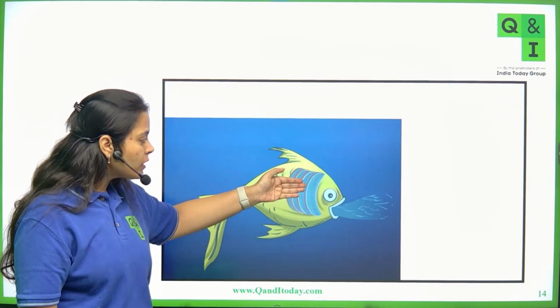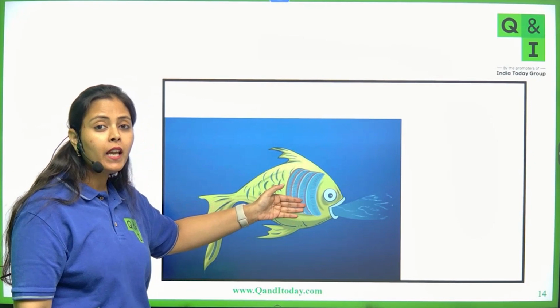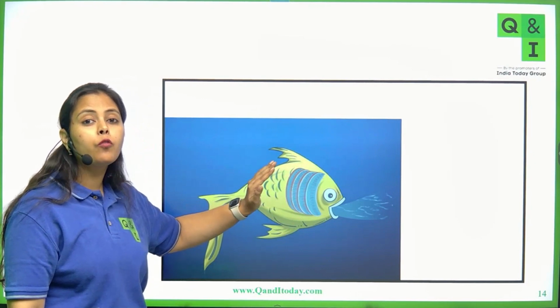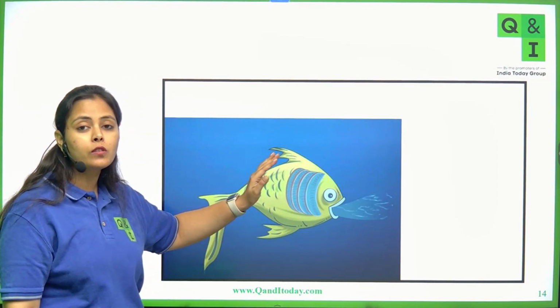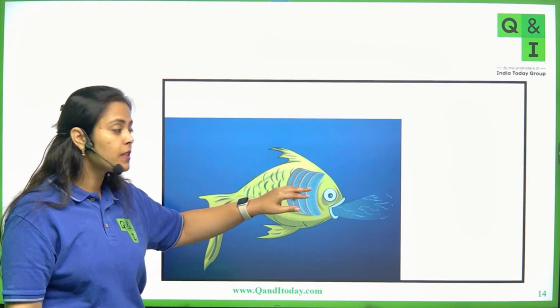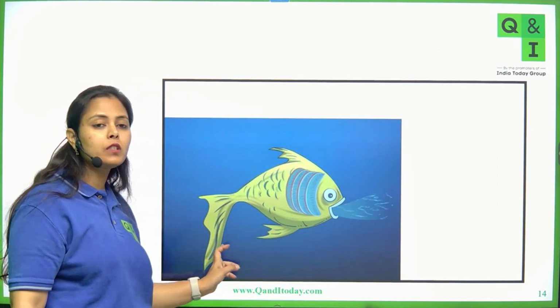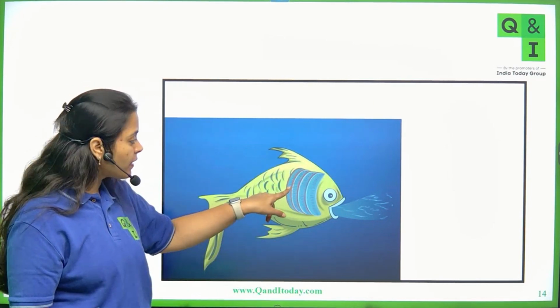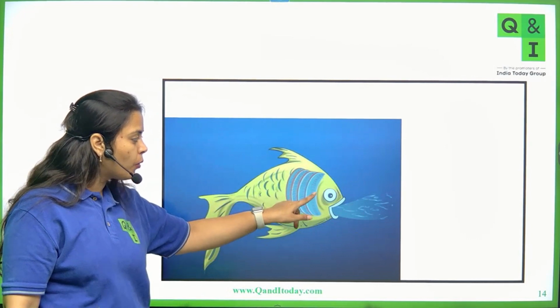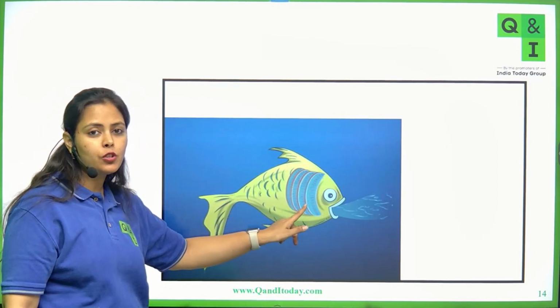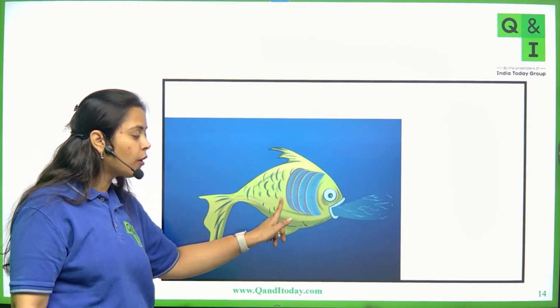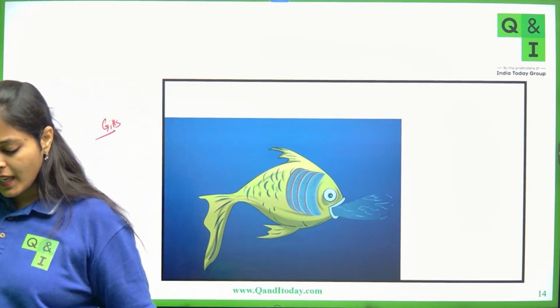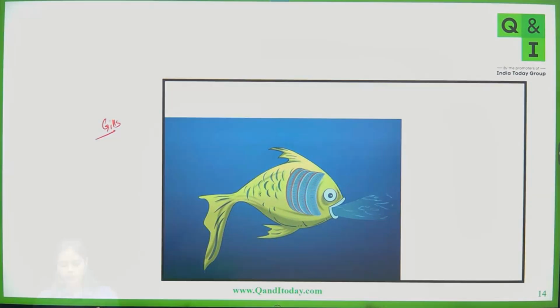These gills have the responsibility of exchanging gases from the dissolved oxygen which is present in the water. Please note this: these blue colored, feather-like structures which you can see from here are your gills. Now let's see exactly how the gills perform this function.